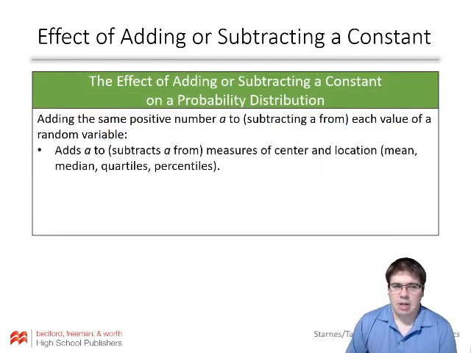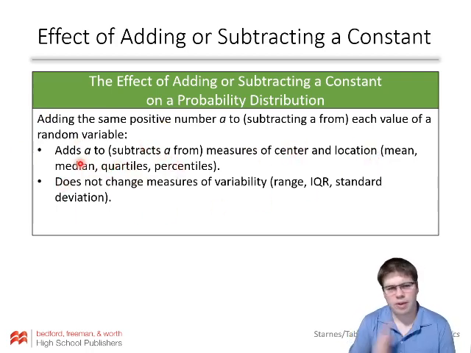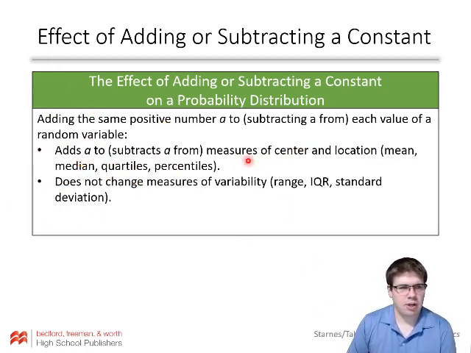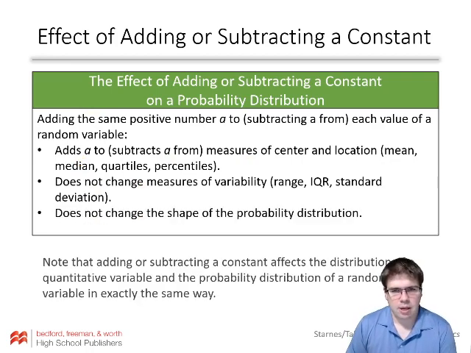So just to sum it up, the effect of adding or subtracting a constant: if we add a constant, it affects the measures of center and location, so quartiles and percentiles all move. As you move this thing, you shift it around, but it doesn't affect measures of variability, and it does not change the shape of the distribution.